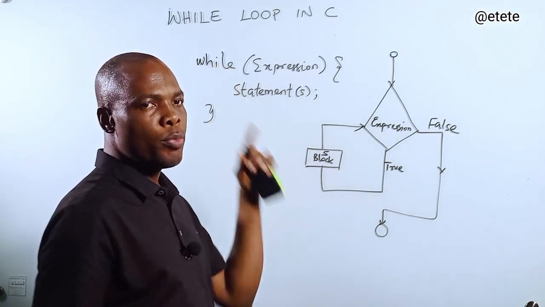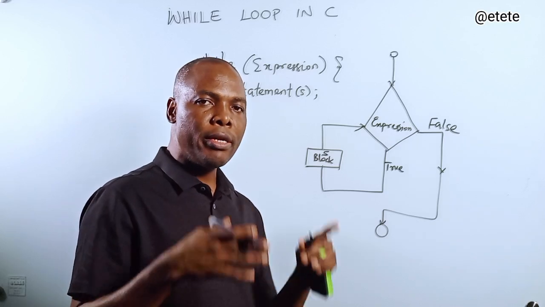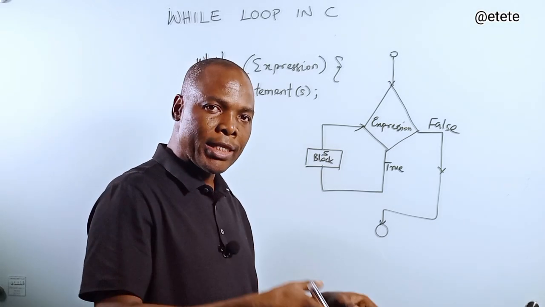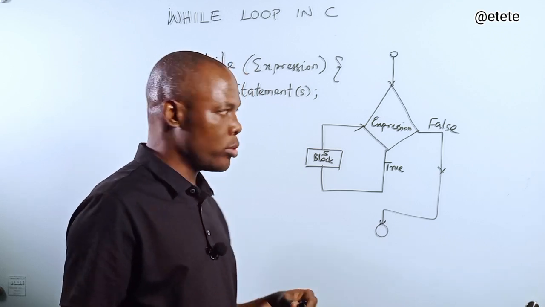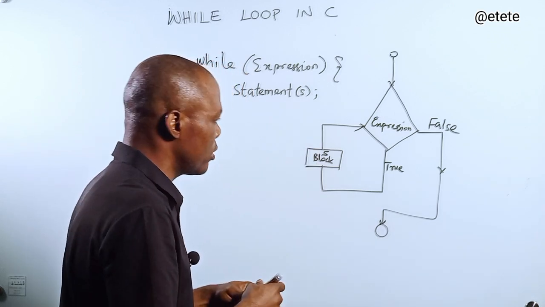So a while loop is known as an entry-verified loop. So it's at the gate. It tests the condition at the gate first before the block of code will execute. So that is what this while loop is.